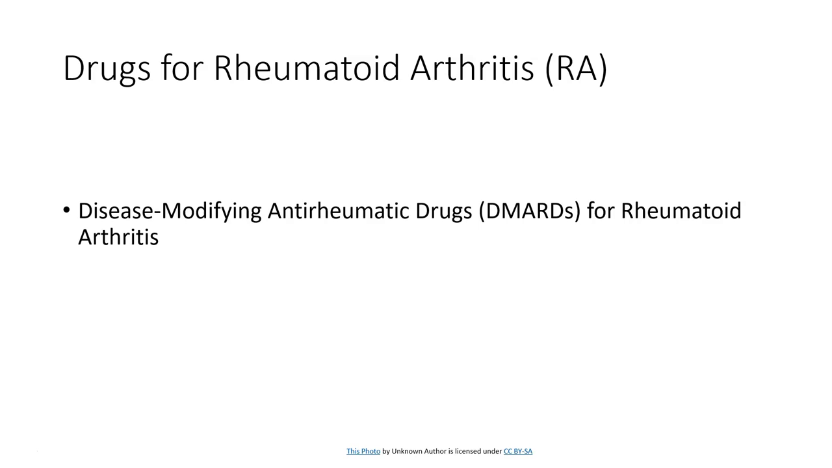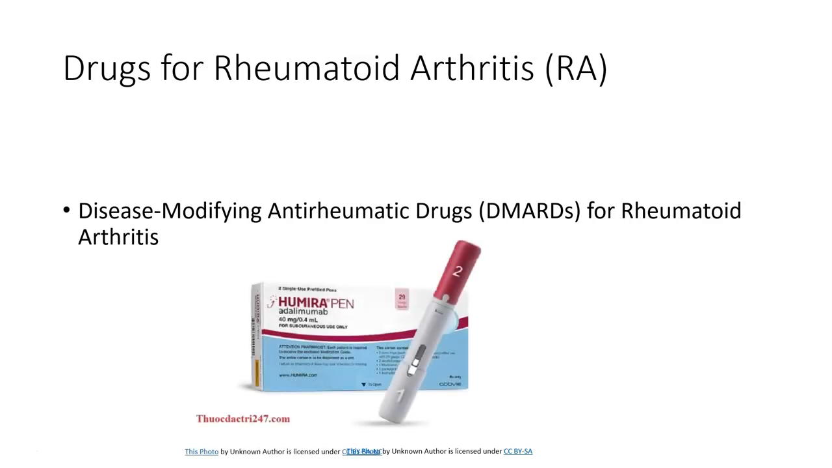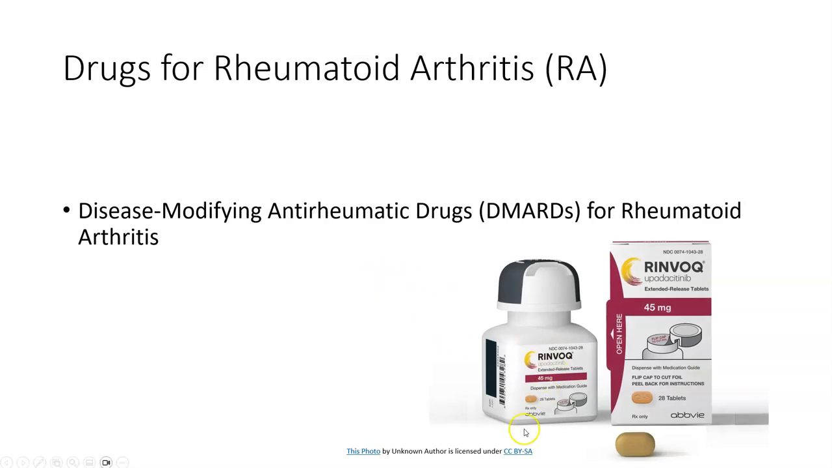Now, when we're talking about these DMARDs, we have some monoclonal antibodies, and we previously learned that a monoclonal antibody has the drug stem of MAB. This drug is adalimumab, so UMAB, and the drug is Humira, and this is given subcutaneously. And then we have the JAK inhibitors. We've learned about those previously. So JAK inhibitors end in citinib, or at least nib. So this drug is upadacitinib, which is Rinvoq. This is one of the newer ones that I'm hearing all the TV commercials for.